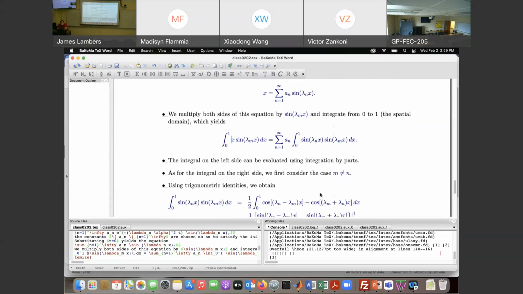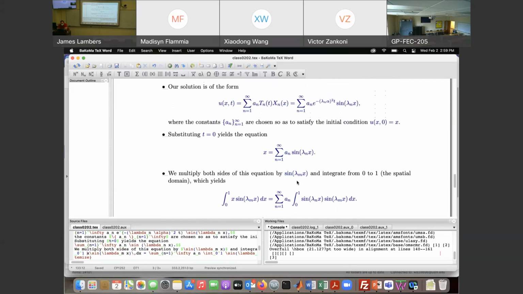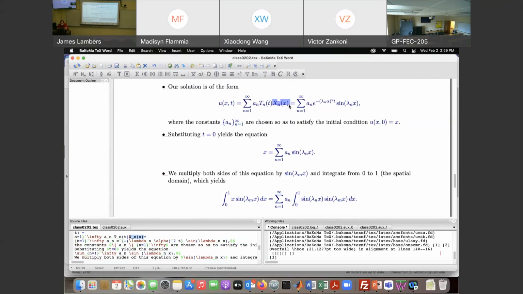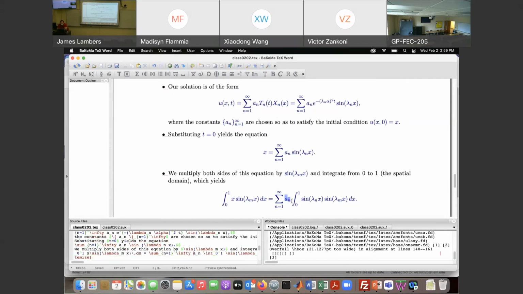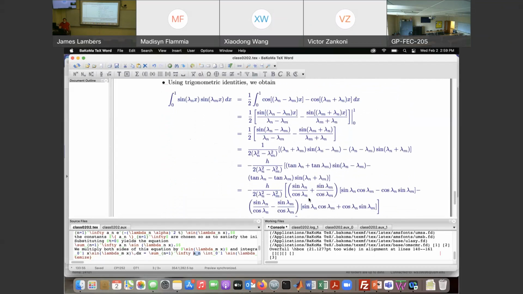Okay, yes? Why do you multiply by sine lambda m again? So the standard practice is whatever you have for your X_n of x, that's what you multiply by. And what I'm going to show you for this problem actually applies in general. It provides a relatively easy way to find the values of these constants.